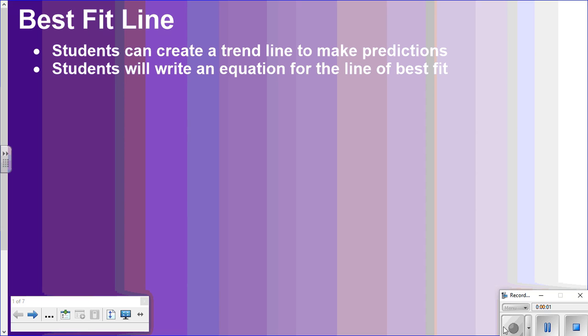In this lesson, we'll be discussing best fit line. By the end of the lesson, you should be able to create a trend line to make predictions and write an equation for that line of best fit.